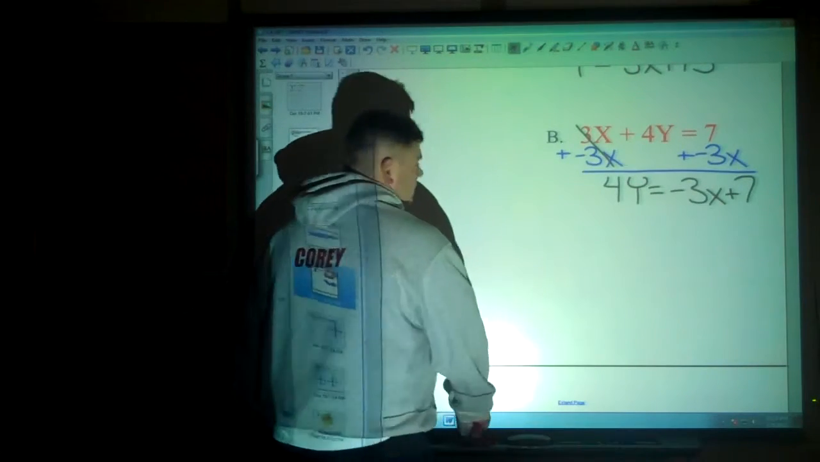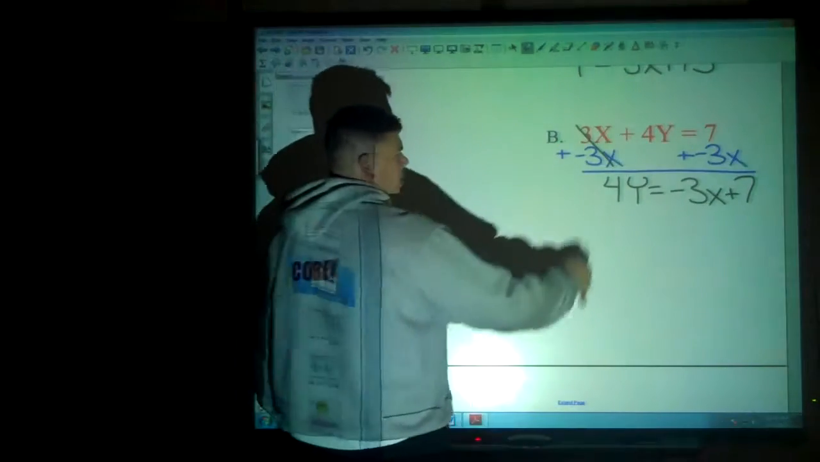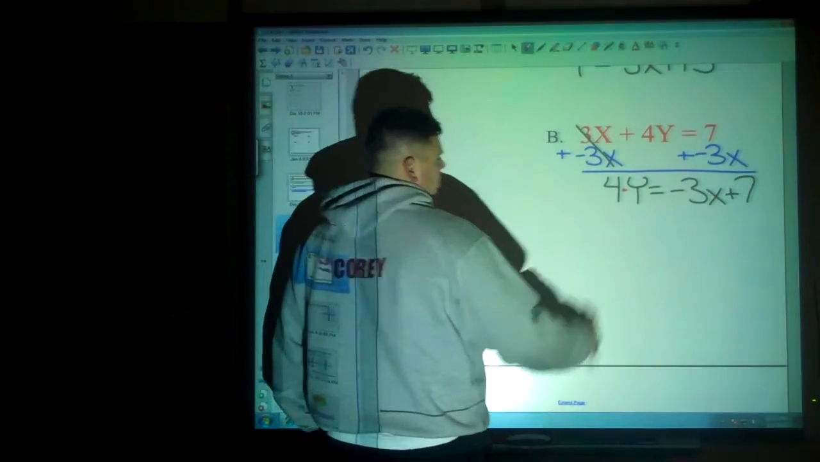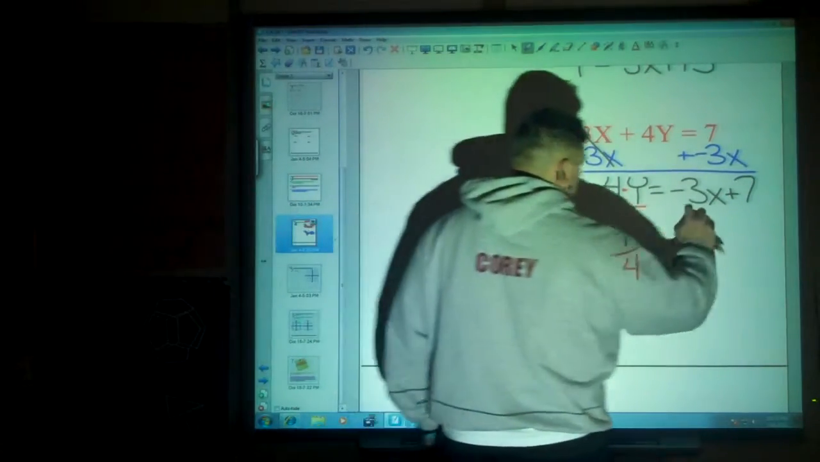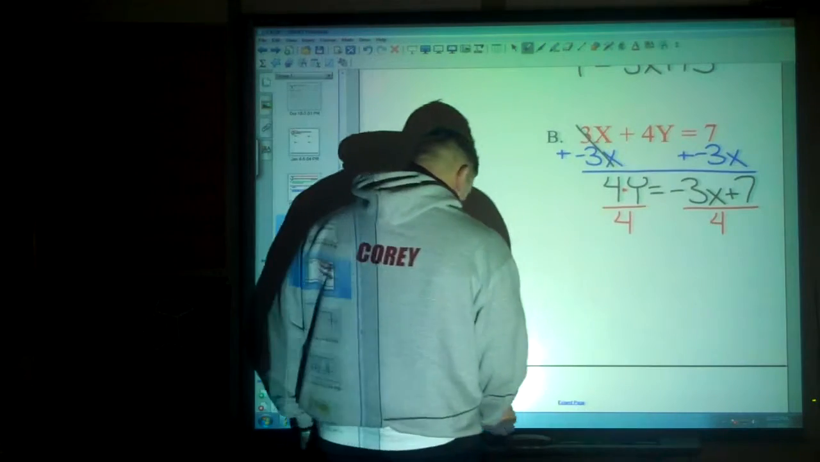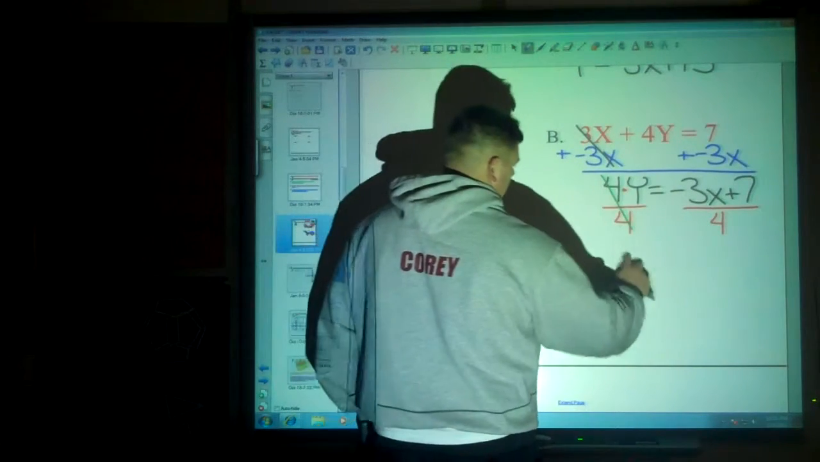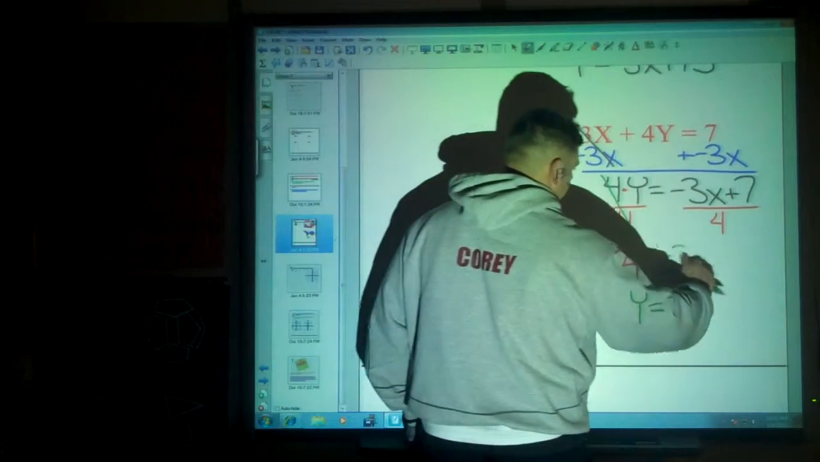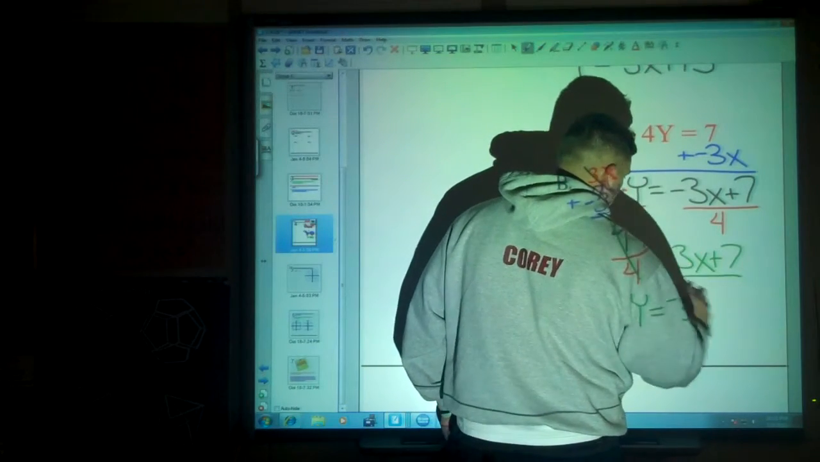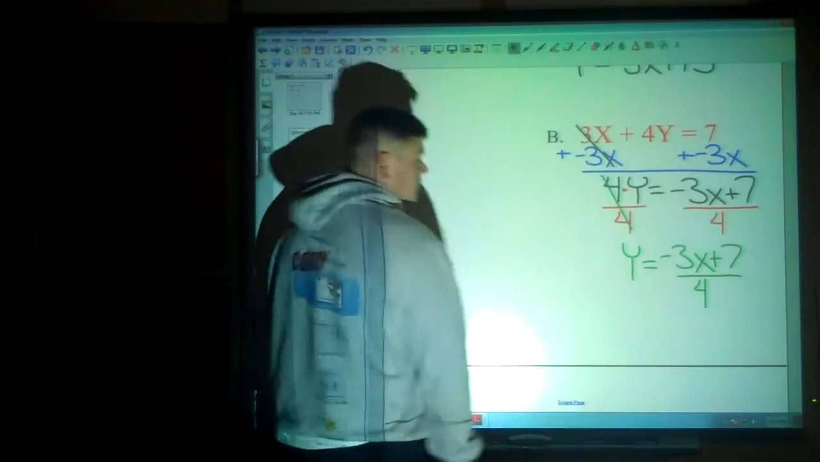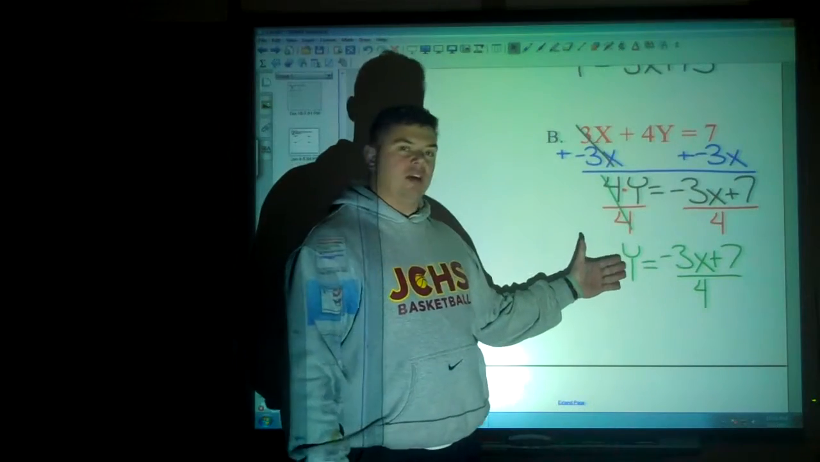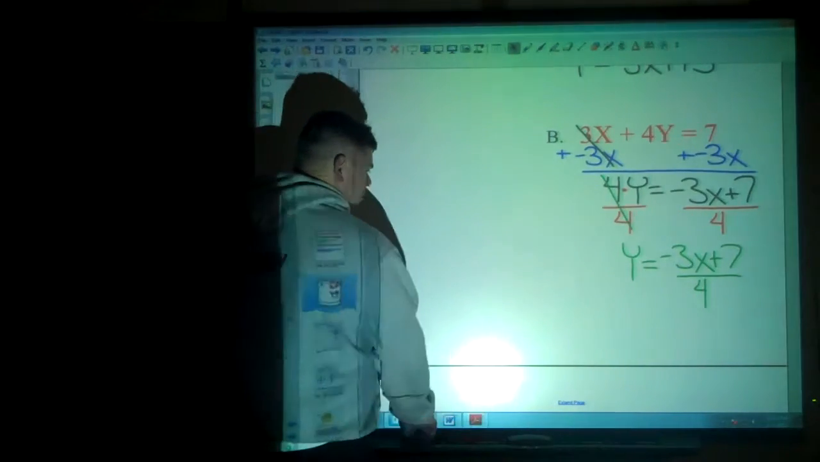And the last step, now we can separate between the 4 and the y is multiplication. So the opposite of multiplying is to divide. And in doing so, we now have y equals negative 3x plus 7 over 4. Now this is acceptable. It has the y value all alone. There is another form you could choose.